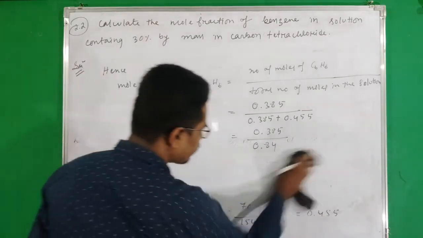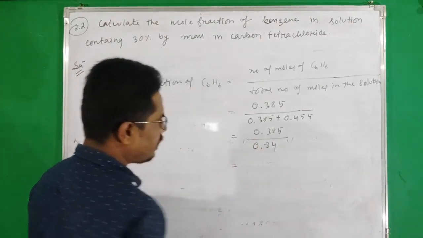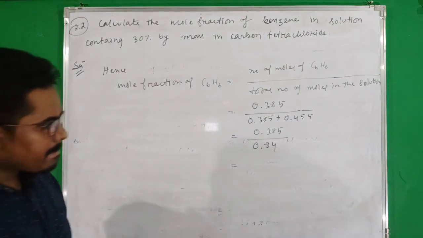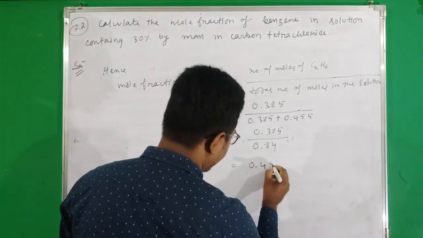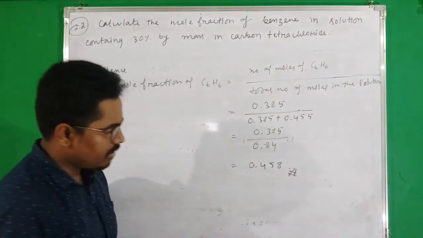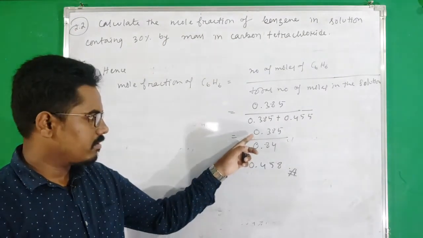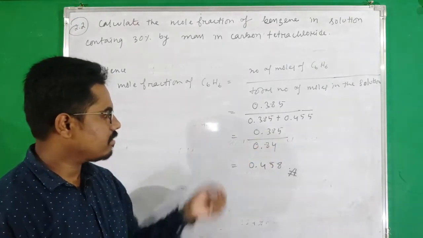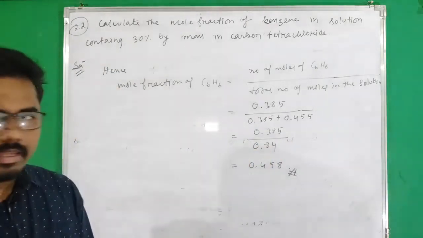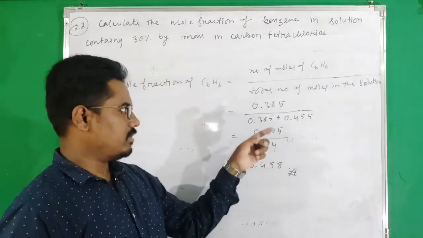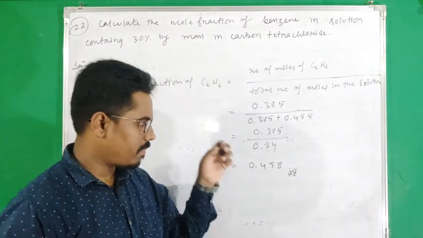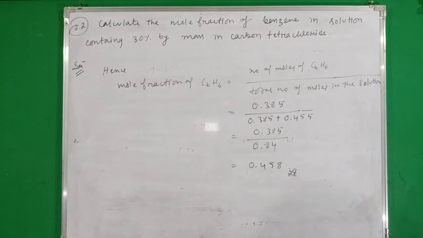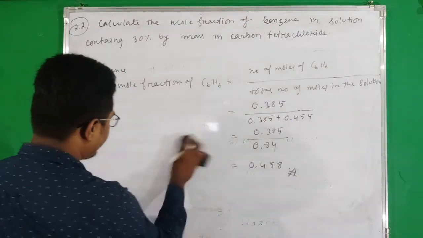Hence the mole fraction of benzene will be 0.458. Okay, you have to calculate this term. After simplifying this term, you will get the mole fraction of benzene is 0.458. Okay, and mole fraction is the ratio between numbers of moles. Therefore mole fraction has no unit. Okay. Now we have to determine the mole fraction of carbon tetrachloride.